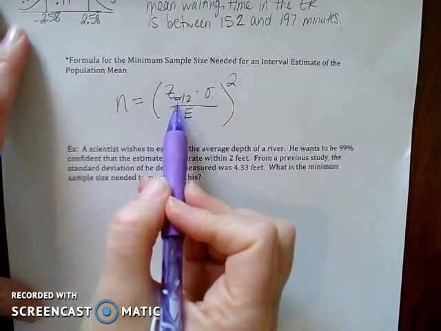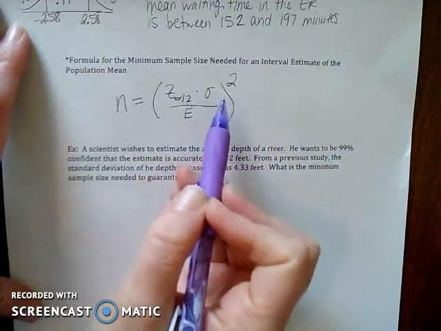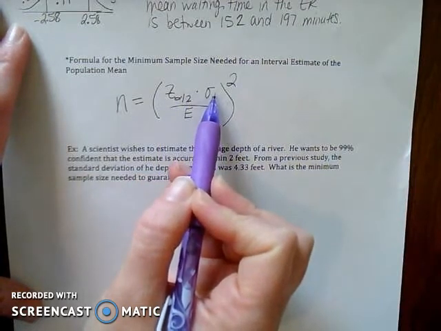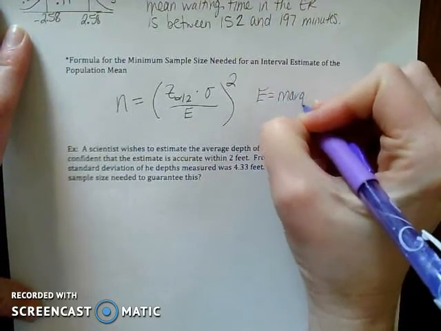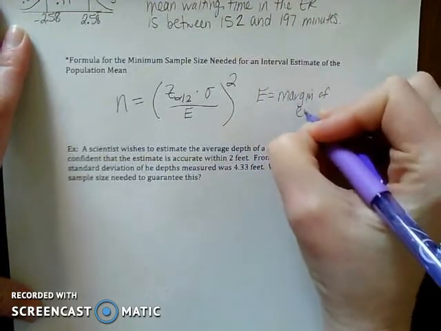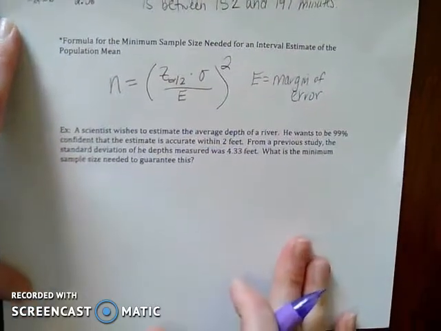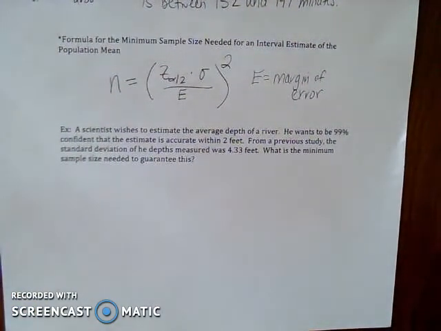Okay, so you're still going to have to do z of alpha over 2 like we've been doing. Sigma is your population standard deviation. E is your margin of error. So when you read through the problem, it won't say the margin of error, but hopefully we'll see what this means.